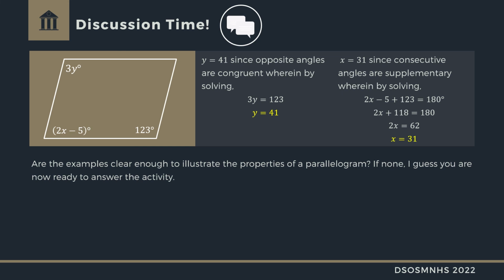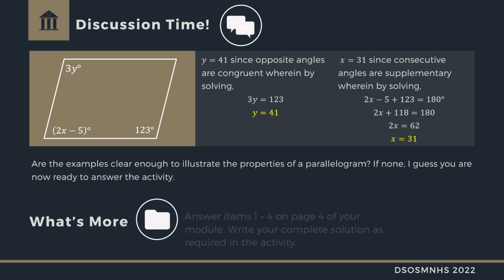So we have more or less 1, 2, 3, 4 examples for parallelogram. So are the examples clear enough to illustrate the properties of a parallelogram? If none, I guess you are now ready to answer the first activity. On page 4 of your module, you answer items 1, 2, 3, and 4. Write your complete solution as you can see on the solution that has been presented on the module or on this presentation.